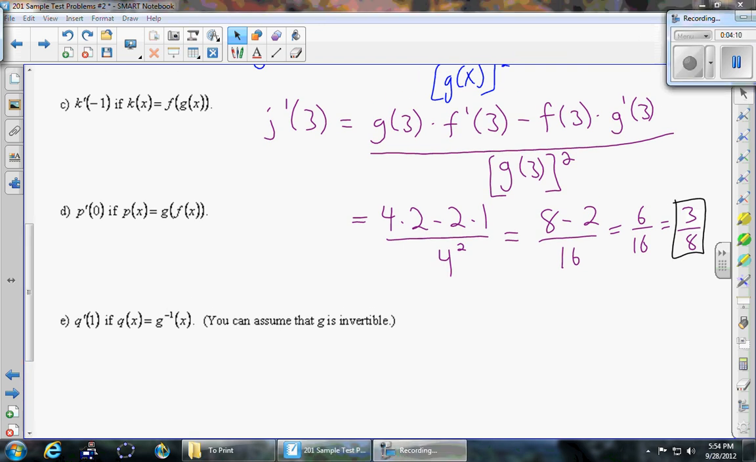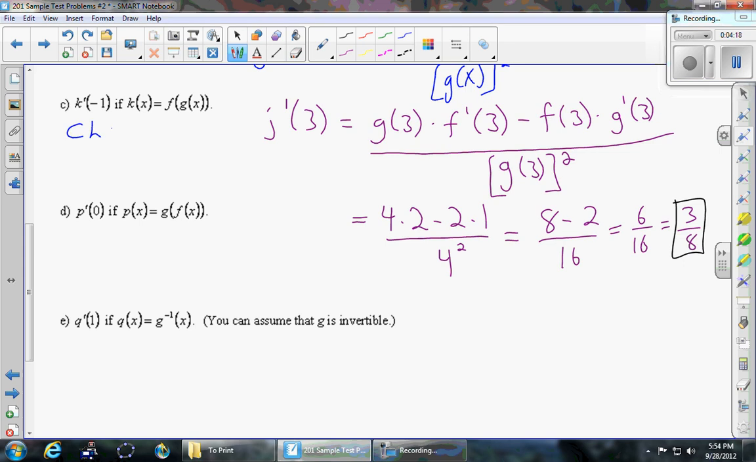K prime of negative 1 if k of x equals f of g of x. All right, this is not a product or a quotient. This is a composition, which means chain rule. Okay, so we need to know the chain rule in terms of functions when it's written like this. K prime of x, before k prime of negative 1, equals the outer function derivative evaluated at the inner function times derivative of the inside. So that's the chain rule in formula version. And then again, all of the x's become, in this case, negative 1.